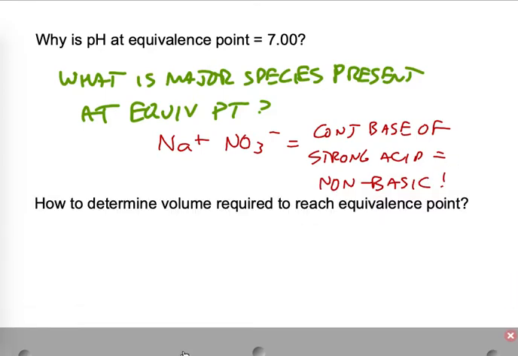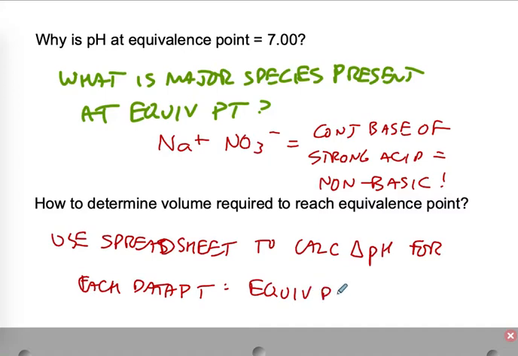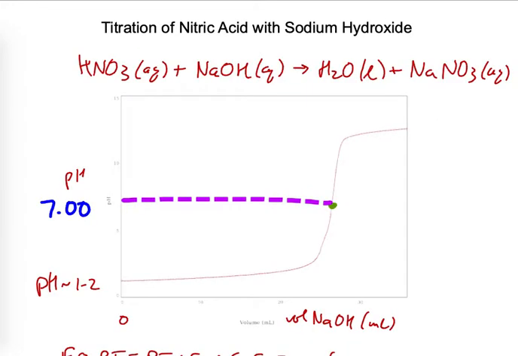So how do we figure out the volume of sodium hydroxide titrant required to reach the equivalence point? Well, as you will see or saw in our lab, we use a spreadsheet to calculate the change in pH for each data point, and the equivalence point is where we have the maximum change in pH. As we said before, the equivalence point is the inflection point. That is where the pH is changing most rapidly, and we can use a spreadsheet to determine that.